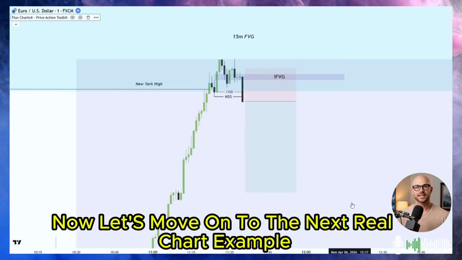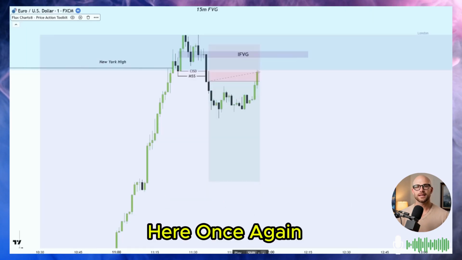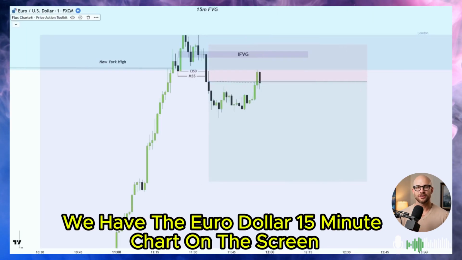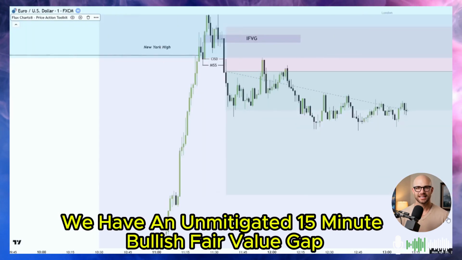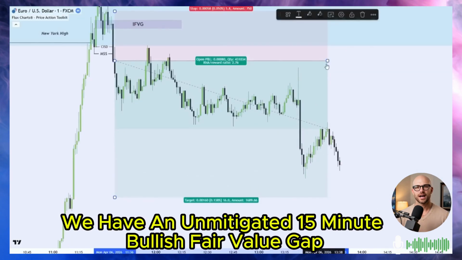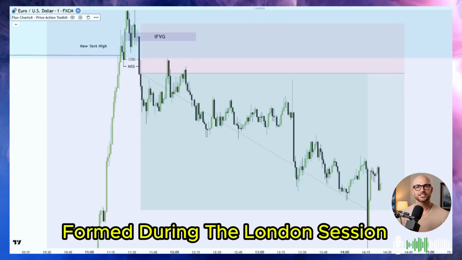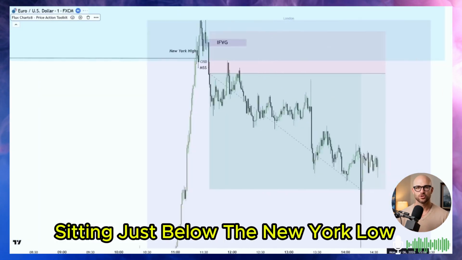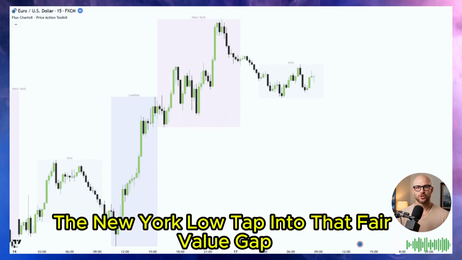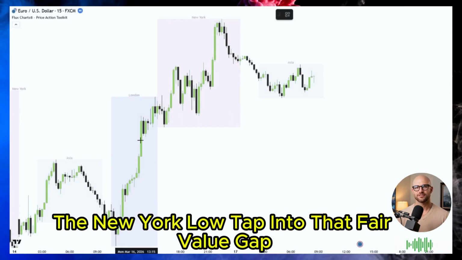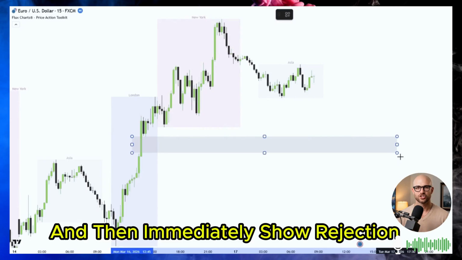Now let's move on to the next real chart example. Here once again we have the Euro-Dollar 15-minute chart on the screen. As you can see, we have an unmitigated 15-minute bullish fair value gap formed during the London session, sitting just below the New York low. So the next step is to wait for the price to sweep the New York low, tap into that fair value gap, and then immediately show rejection.